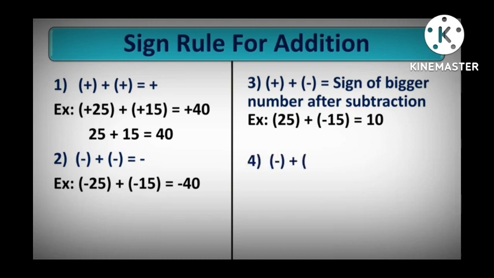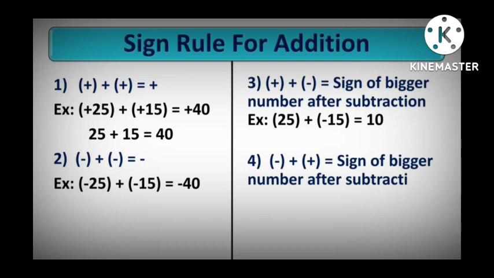Now the fourth rule is when a negative number is added to a positive number, we get a number with the sign of the bigger number after subtraction. For example, minus 25 plus 15 equals minus 10 as 25 minus 15 is 10 and the sign of the bigger number is negative. That's why we get minus 10.